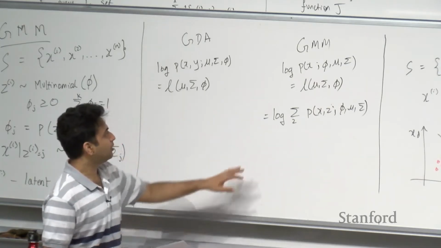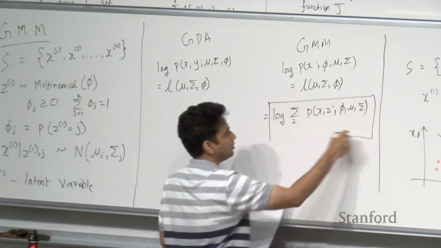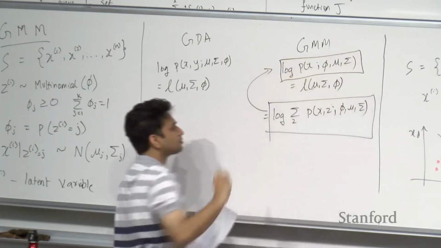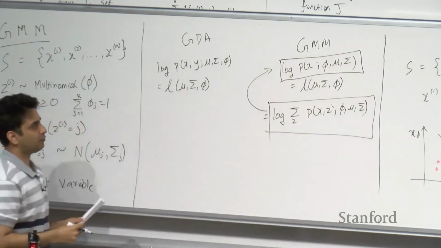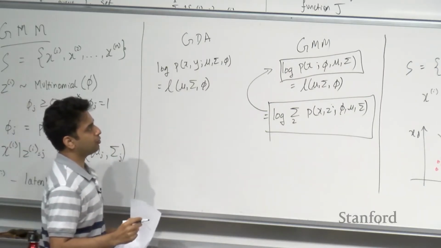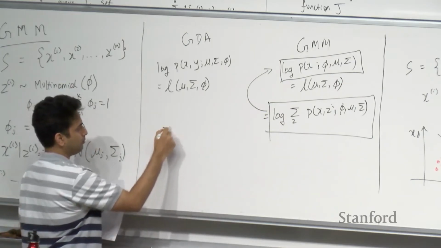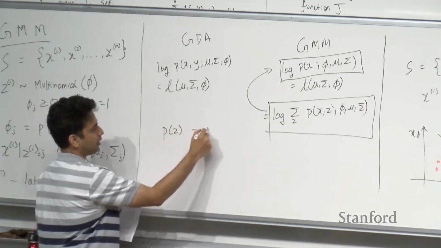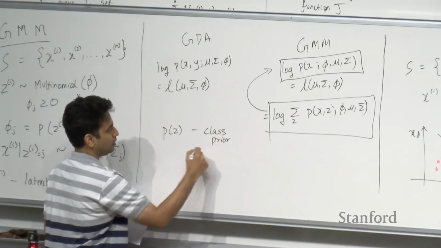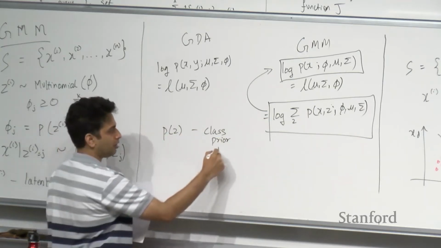Right? So our objective is to now maximize this expression, which is the same as this expression. Right? And for the rest of today's lecture and throughout, it can be useful to set up some kind of terminology. So for example, p of z, we will call it the class prior, or in cases where z is not discrete but continuous, we'll just call it the prior.